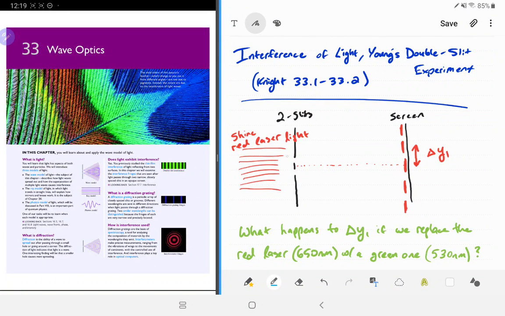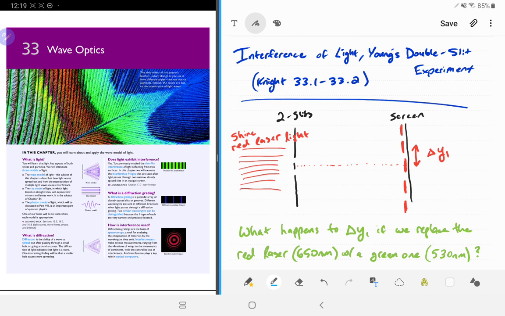Now, if light were a particle, you shine light to the right, so you would expect just two bright spots, one for each of the two slits. But what we actually see on the screen is a bunch of different bright spots, a lot more than two. So dozens and dozens, potentially.